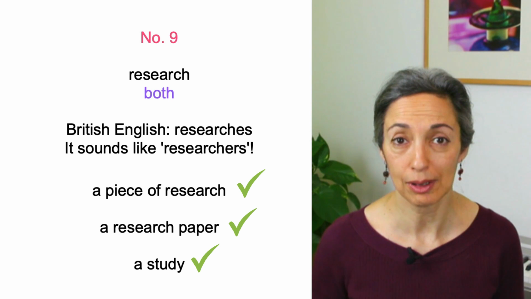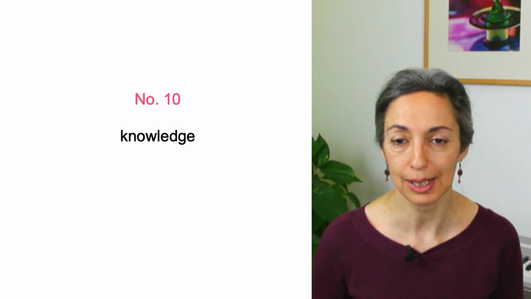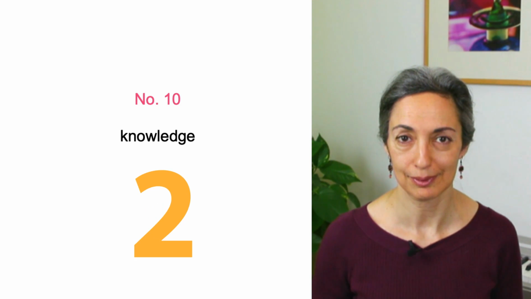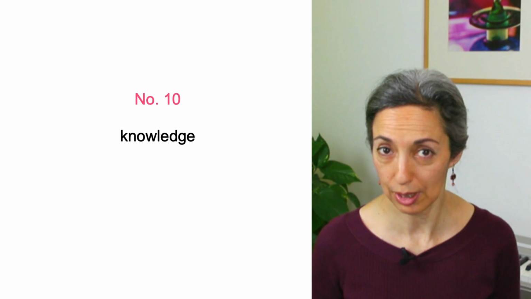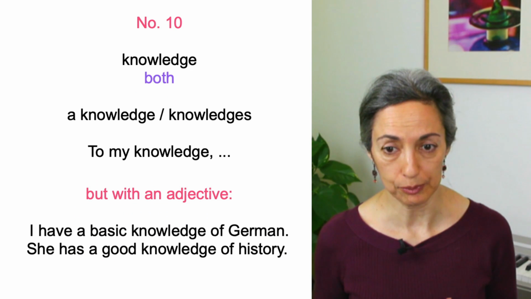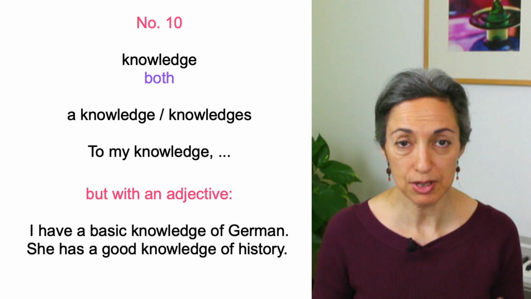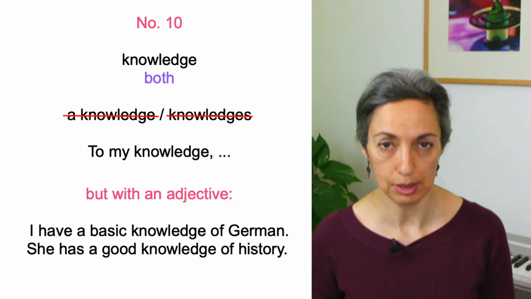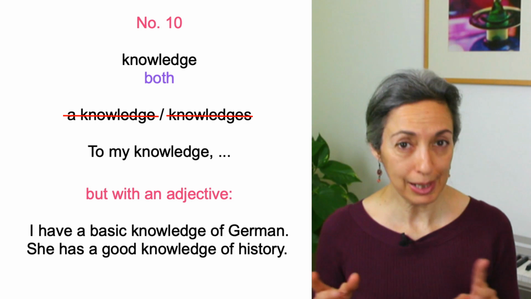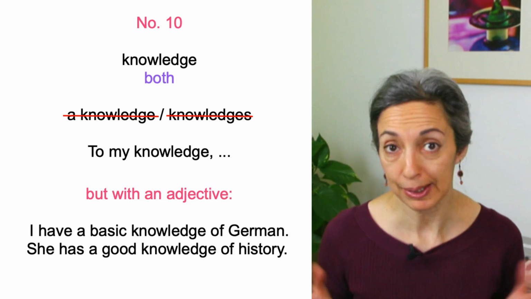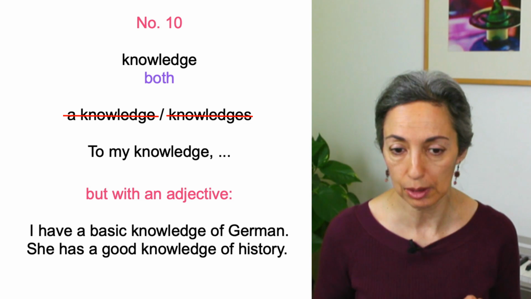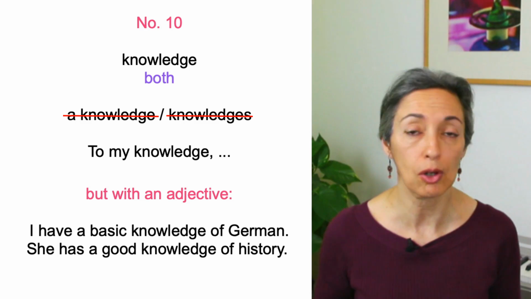And finally, our last word is knowledge. Is it countable or uncountable? That's a tricky one as well. It can be both. It can be countable or uncountable. Now, generally, we never say a knowledge or knowledges. So we use the expression, for example, to my knowledge. But with an adjective, it suddenly becomes countable. So you would say, I have a basic knowledge of German, or she has a good knowledge of history.